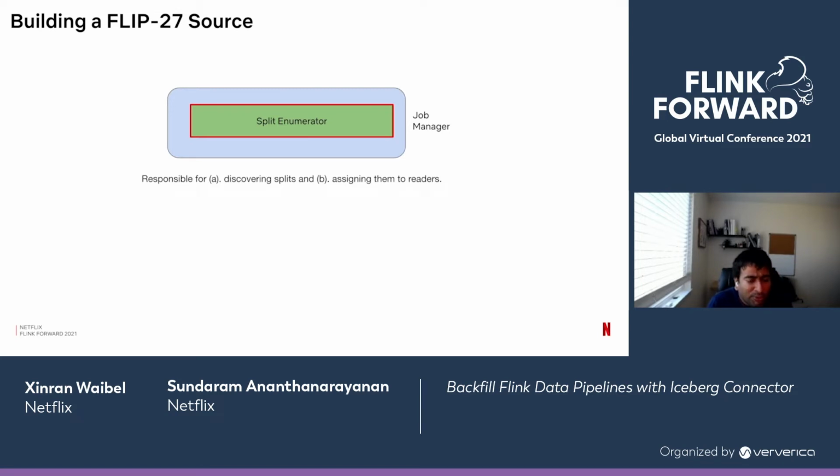Unlike Flink's old source APIs, where the developer was only expected to implement a simple source function that runs inside a task manager, the new source API involves implementing two separate components. One, a split enumerator that runs on the job manager, responsible for two functions: discovering new splits and assigning them to readers as and when they request it.